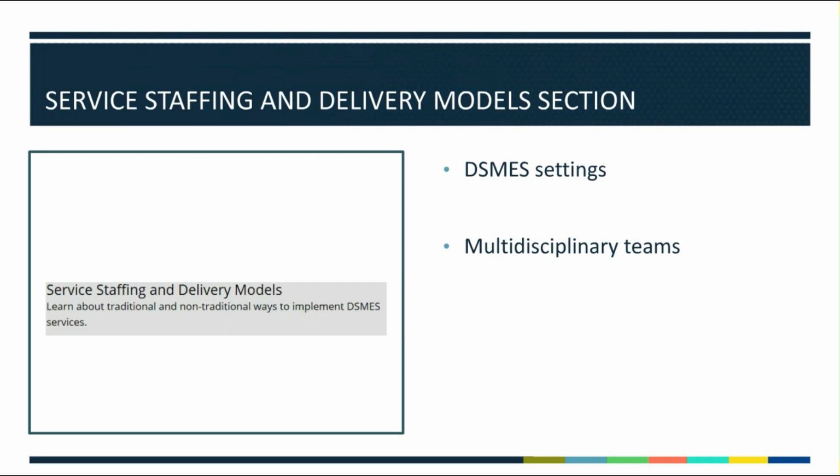In the service staffing and delivery model section of the toolkit, you will find information about settings where accredited and recognized programs can be provided, as well as the importance of multidisciplinary teams and the different kinds of professionals and support staff that you will want to have on your multidisciplinary team.